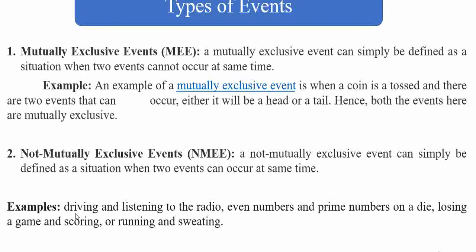Examples are driving and listening to the radio, even numbers and prime numbers on a die, losing a game and scoring, or running and sweating. So these are the examples which can occur at the same time. So this is very clear with the examples, what is mutually exclusive and what is not mutually exclusive.